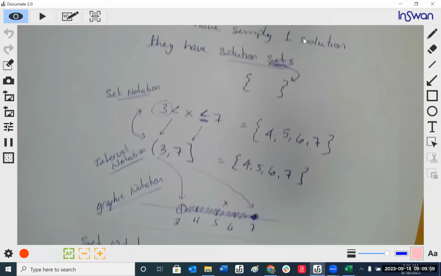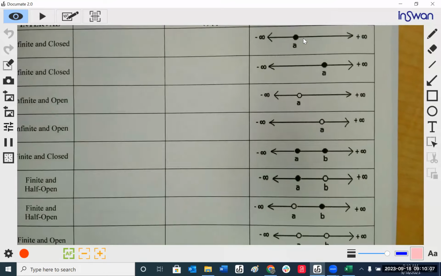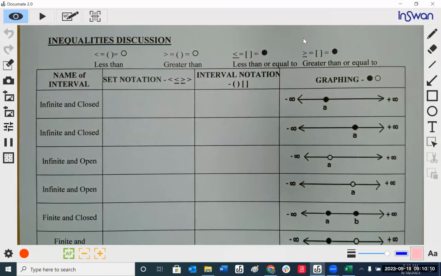Pull out the inequality tables I gave out last week. If you don't have one, I have a few extra.